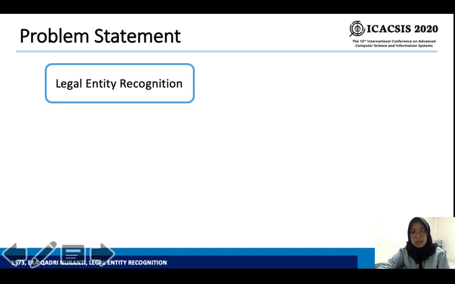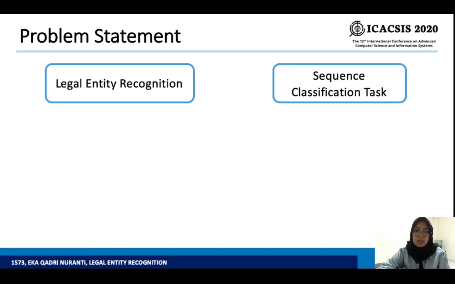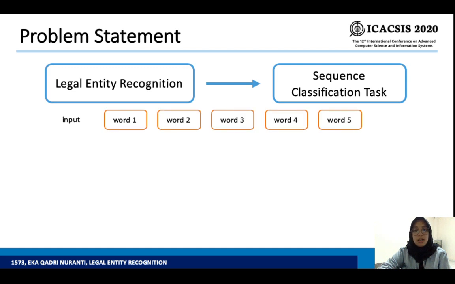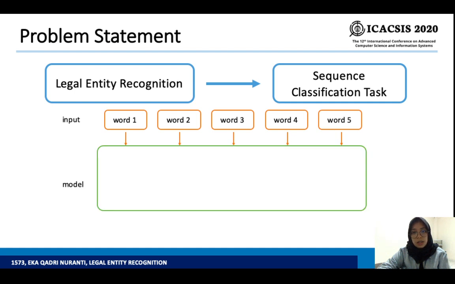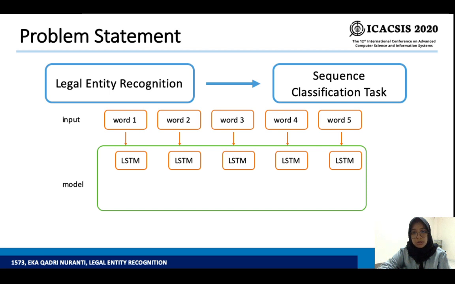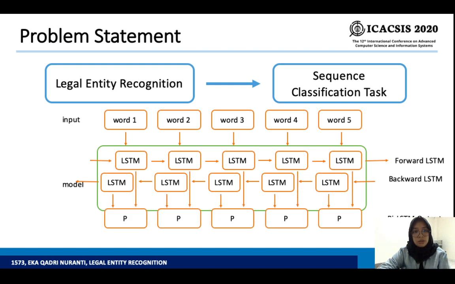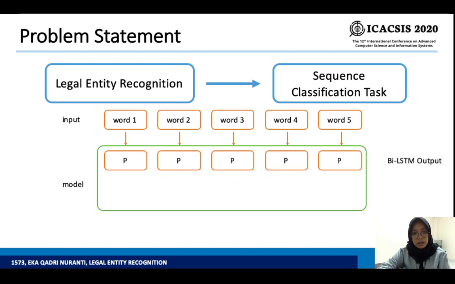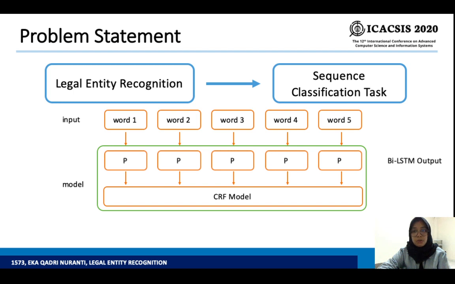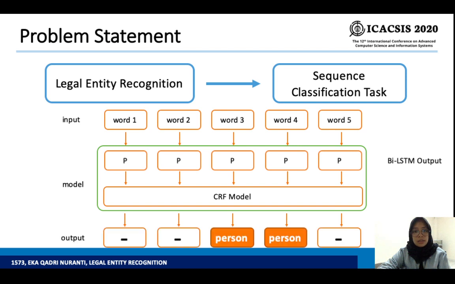Our task is legal entity recognition in Indonesian court decision documents. We see this solution as a sequential classification task because the input is a long text from a legal document, and our model uses the LSTM approach because we need to take into account the context around an entity when recognizing an entity for a particular term. So we use a bidirectional model combined with a conditional random field. CRF is a probabilistic model that is often used for predicting a sequence, and the desired output is the prediction of the entity labels sequentially.